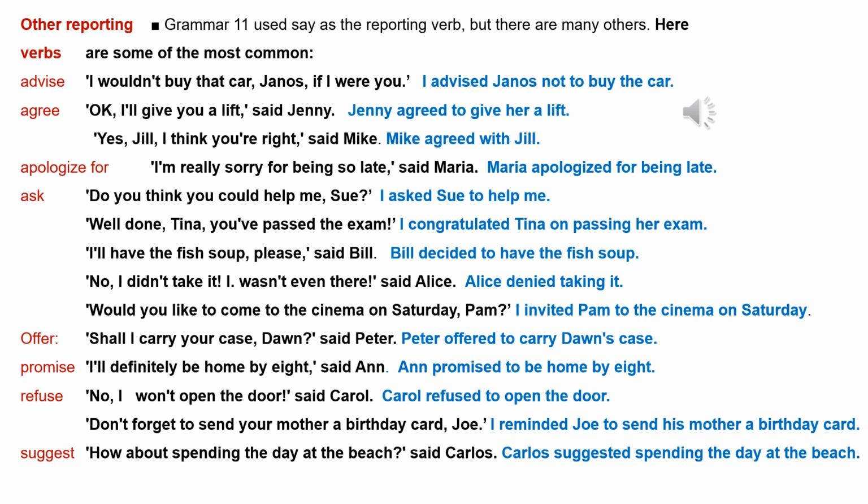Other reporting verbs. These verbs are some of the most common. Advise: "I wouldn't buy that car, Janos, if I were you." I advised Janos not to buy the car. Agree: "Okay, I'll give you a lift," said Jenny. Jenny agreed to give her a lift. "Yes, Jill, I think you're right," said Mike.